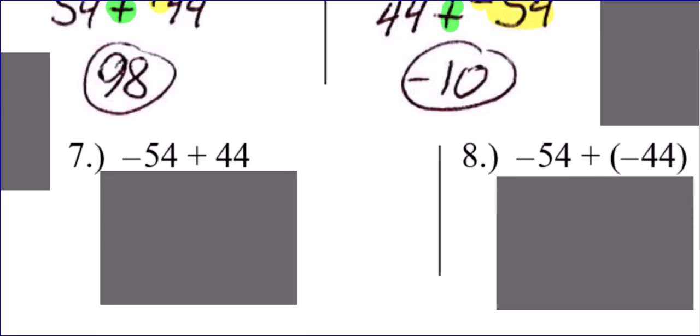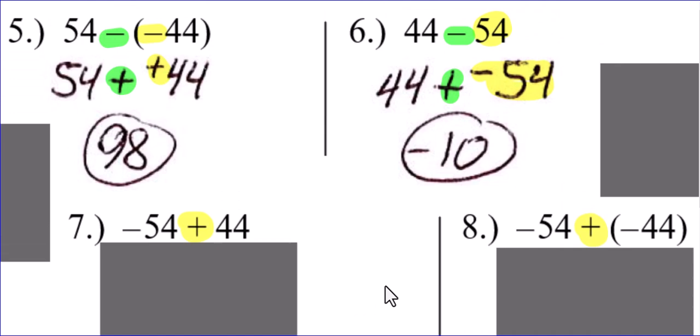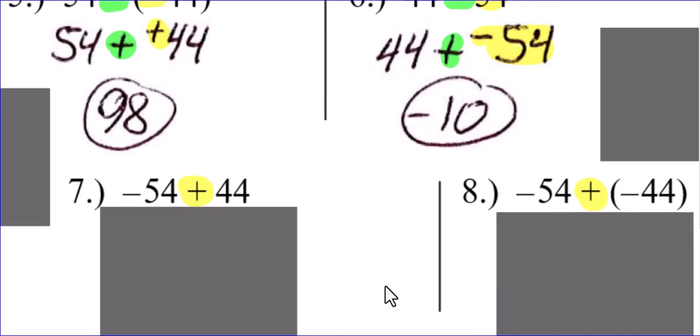Okay, problem number 7. We do not have subtraction in between. We have addition, so do not rewrite this problem. If you did, hit pause now and erase it, fix it. Same thing's going to be true for number 8. This one also had addition in between. Do not ever rewrite addition. Only subtraction can become adding the opposite because only subtraction is the same as adding the opposite.